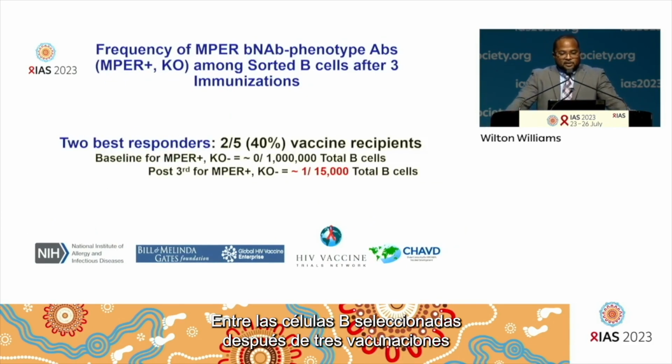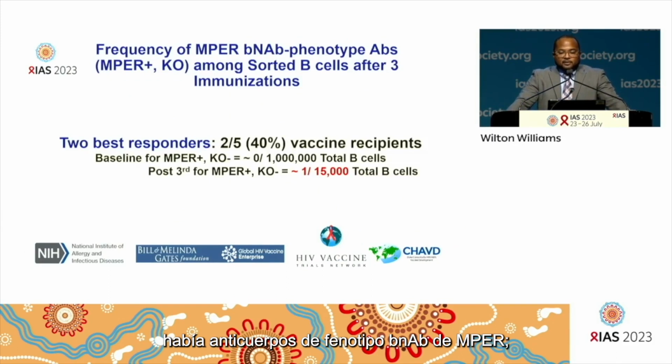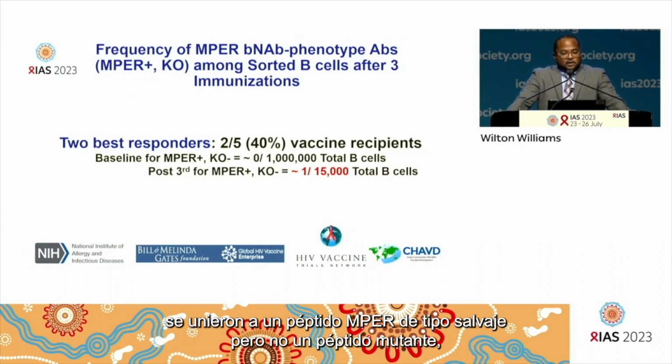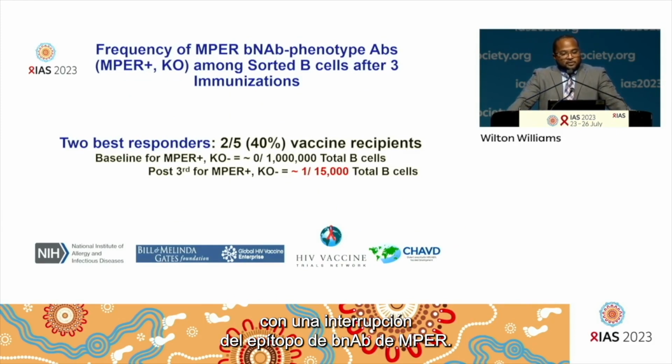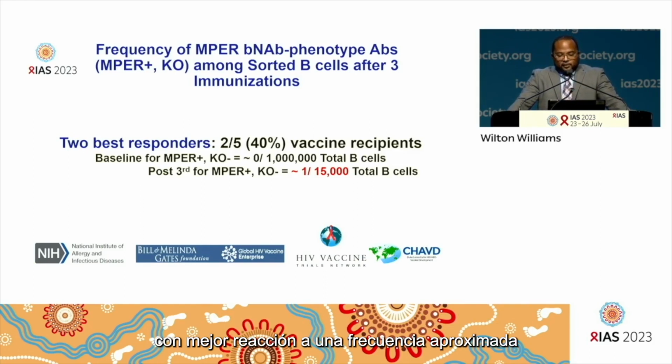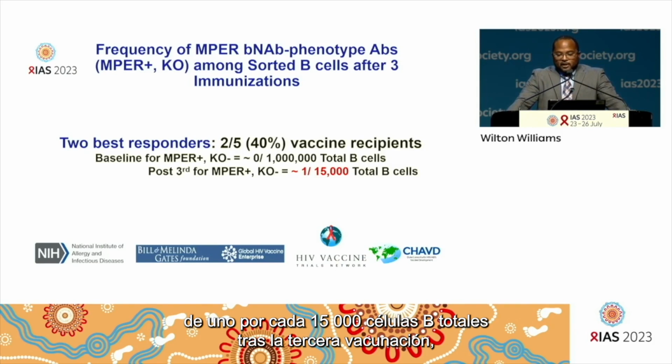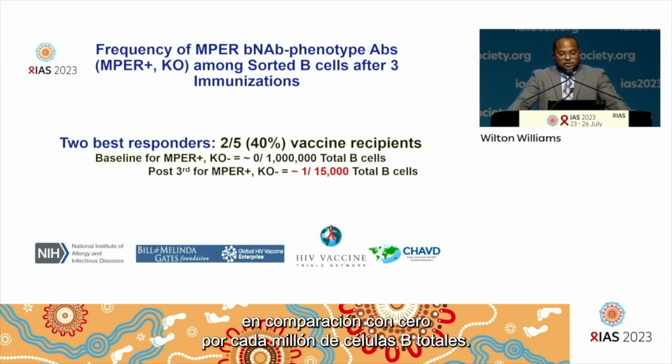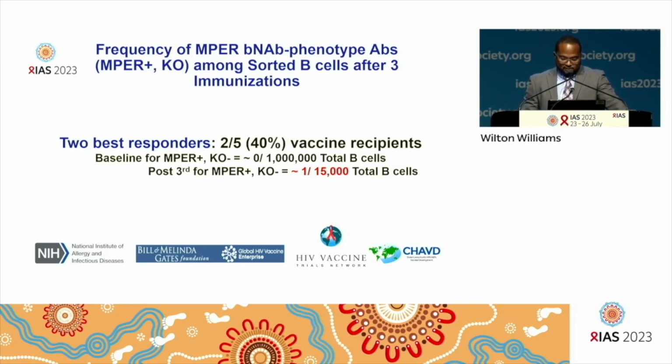Now, among the sorted B cells after 3 immunizations were EMPER bNAb phenotype antibodies. They bound to a wild-type EMPER peptide, but not a mutant peptide with a disruption of the EMPER bNAb epitope. These EMPER bNAb phenotype antibodies were found in 2 of our best responders at a frequency of approximately 1 per 15,000 total B cells post-3rd immunization, in contrast to 0 per 1 million total B cells.